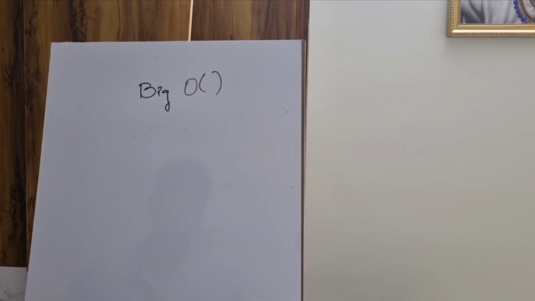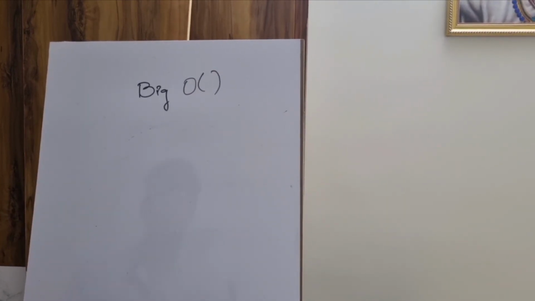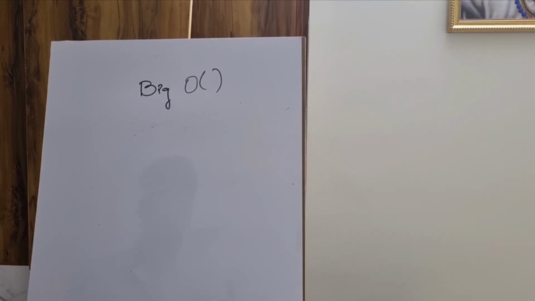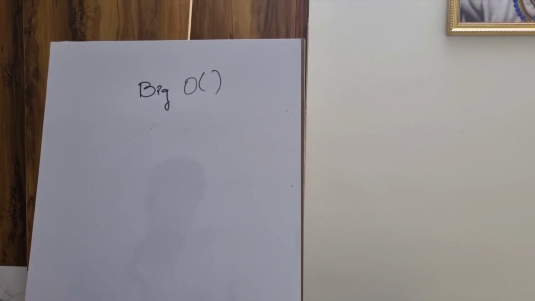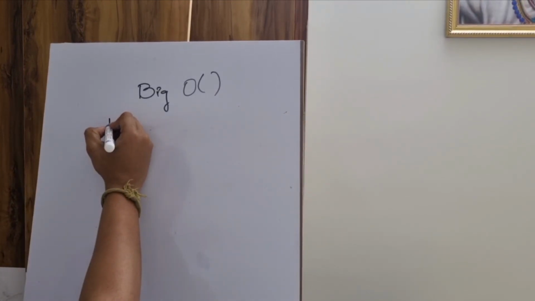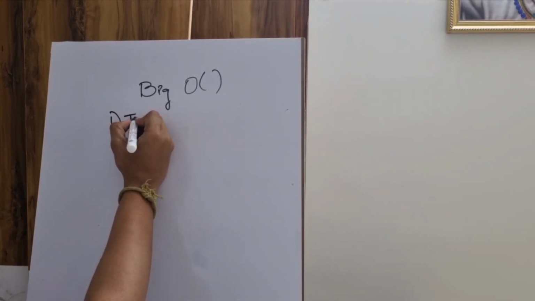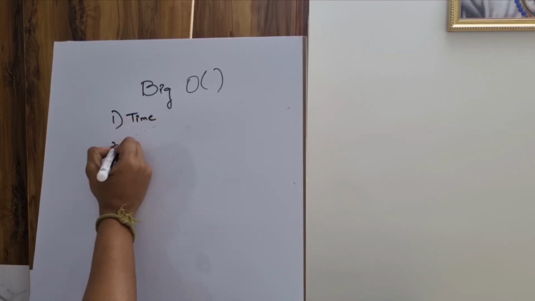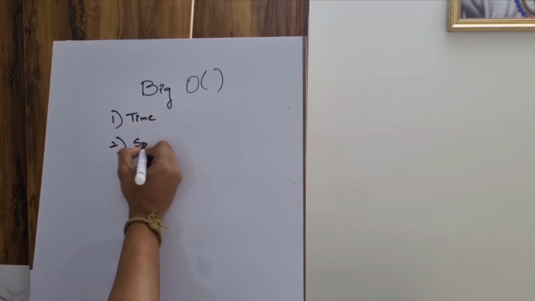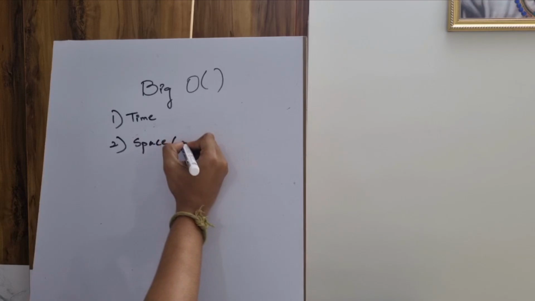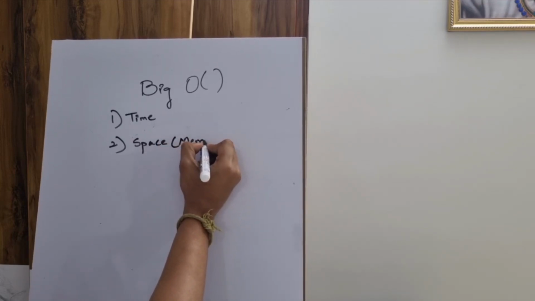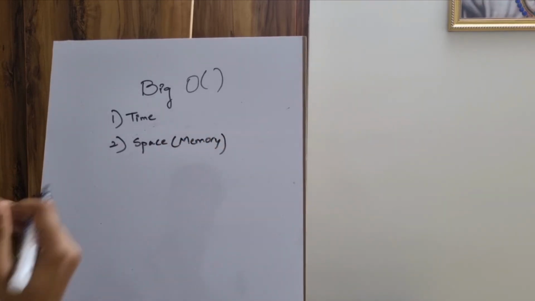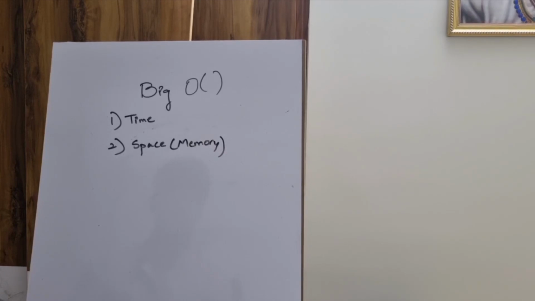So, understanding big O. How do you measure any two algorithms in terms of performance? You have two major metrics that you can actually use. One is time, and the other one is space or memory. These two metrics are generally used to compare any of these algorithms.